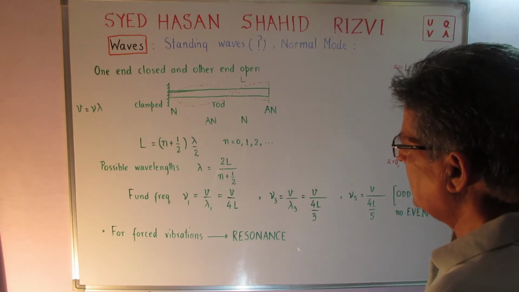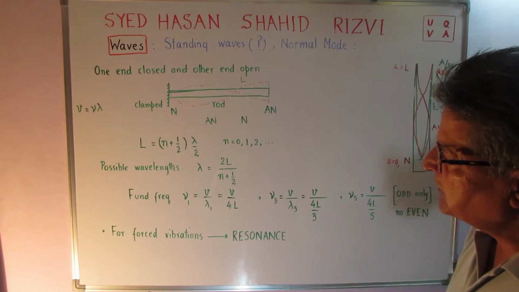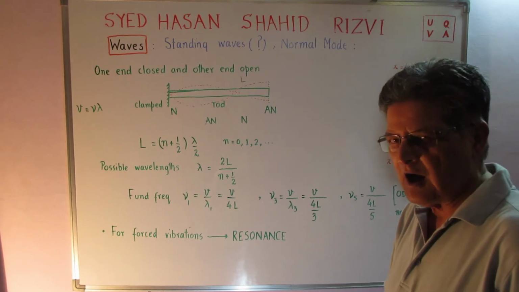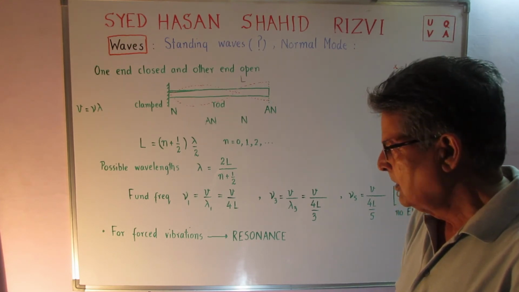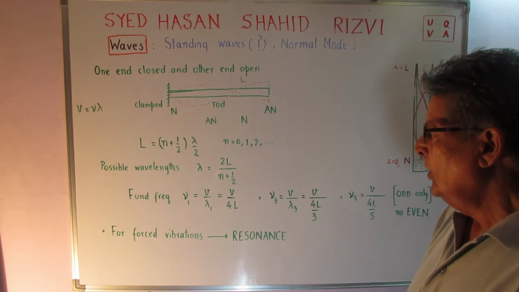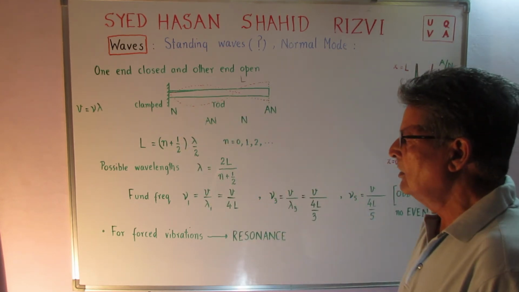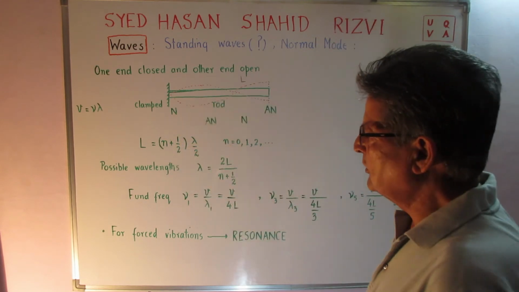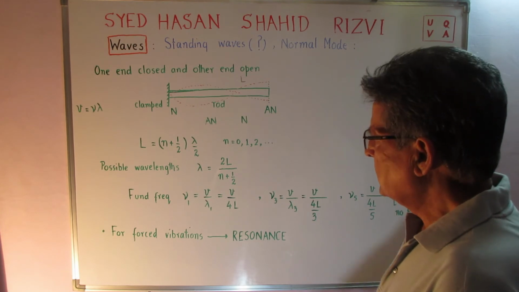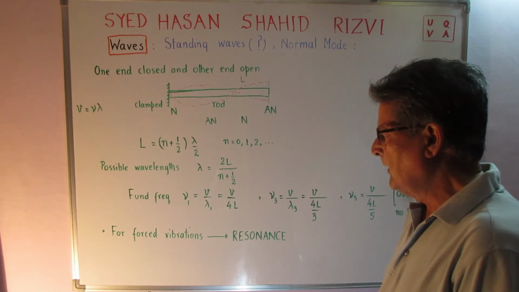because they take place alternately. Well, I can write L is equal to (n plus half) into lambda by 2, picking up from the mathematics. So here n is taken as 0, 1, 2, 3, 4, okay, so there is no problem for a 0 here. So possible wavelengths are, I can write lambda is equal to 2L divided by (n plus half). Okay, it's very simple.